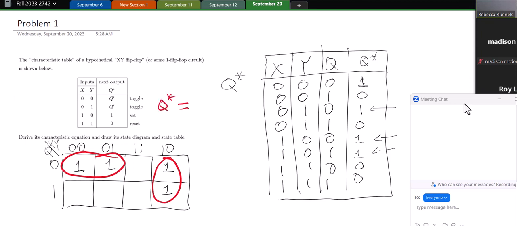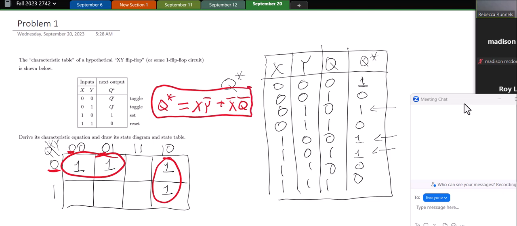Okay, so Q star, in this vertical column, it has X equal to 1, so that'd be X, and Y equal to 0, and that's Y bar. And Q is both 0 and 1, so that's not in that expression. And then plus, these two that I have circled there, they both have X equal to 0 and Q equal to 0, and the Y is different. So that would be X bar and Q bar. So that is our characteristic equation right here. Okay, so this is the characteristic equation.